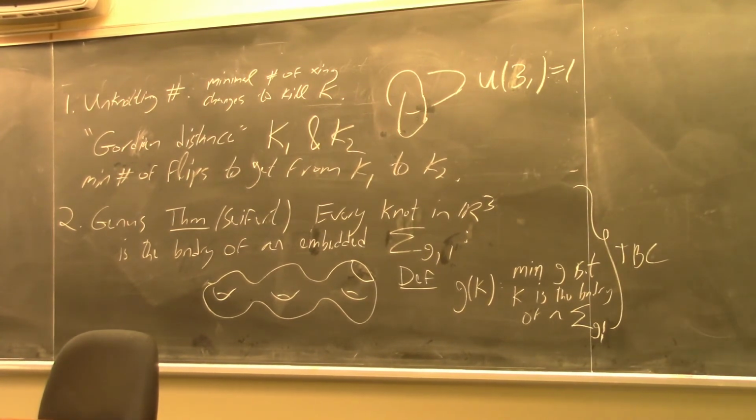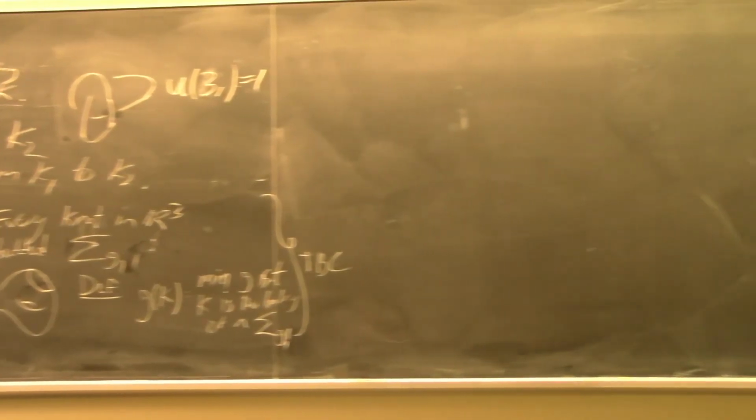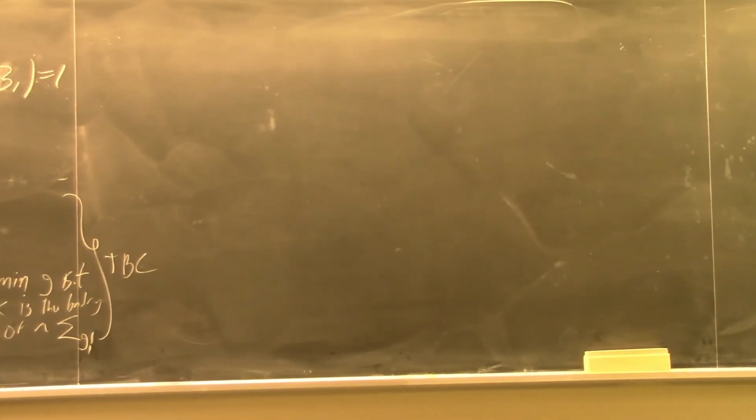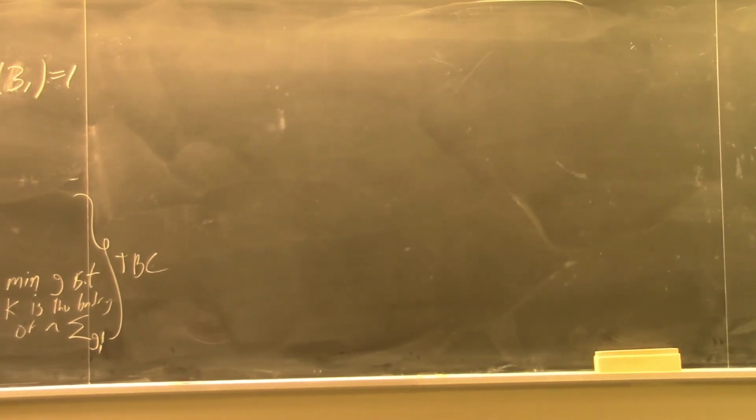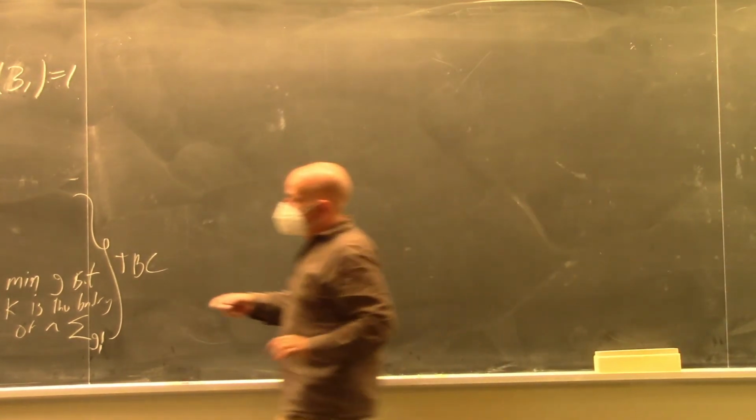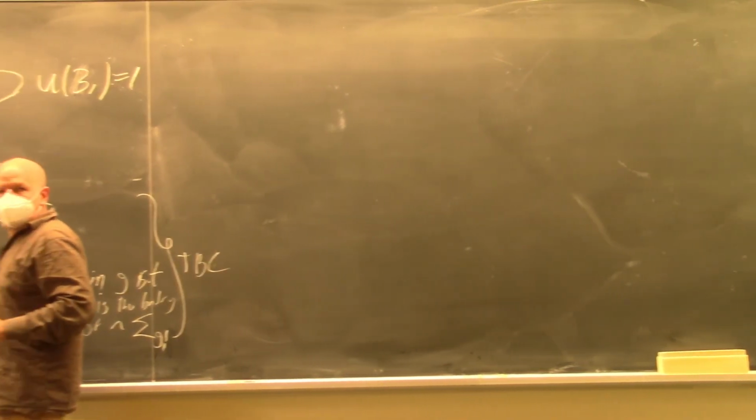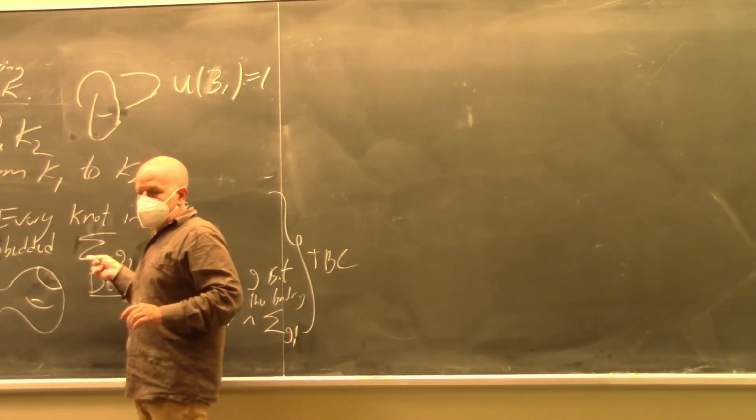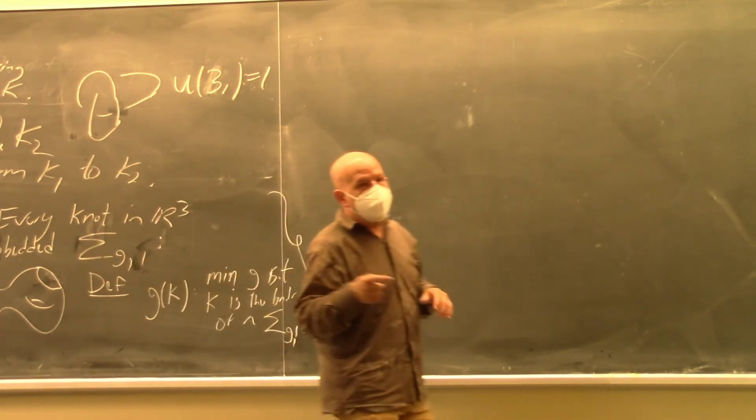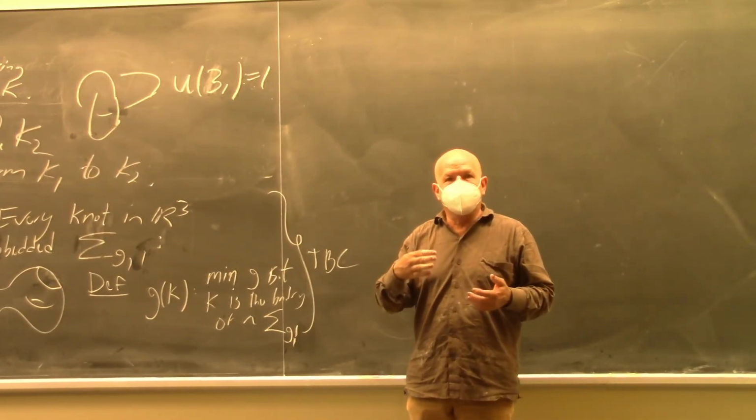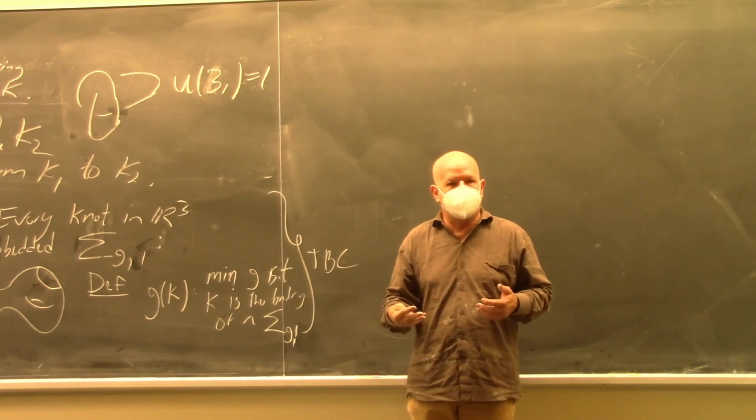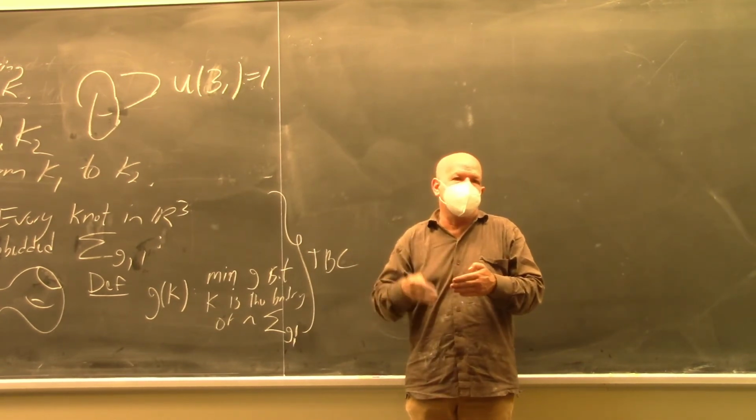Even though it's a bit of an aside, for the purposes of this class, you take it as a given. Okay. The next example. So this is an embedded surface. But I can also look at immersed surfaces, so surfaces that are allowed to self-intersect, provided the self-intersections are transverse.